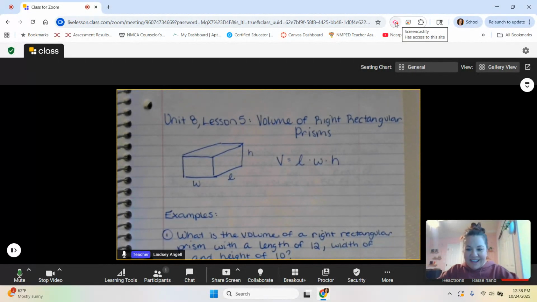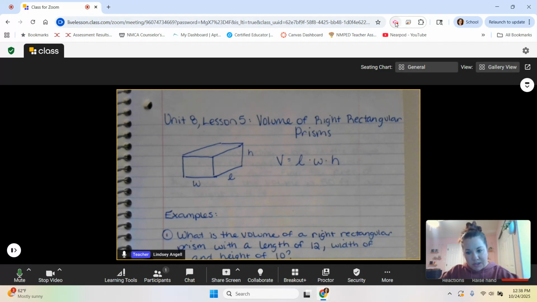Hi everyone. Gosh, I feel like this lesson is such a breath of fresh air compared to the last one, right? So today we're working on Unit 8, Lesson 5, Volume of Right Rectangular Prisms, okay?